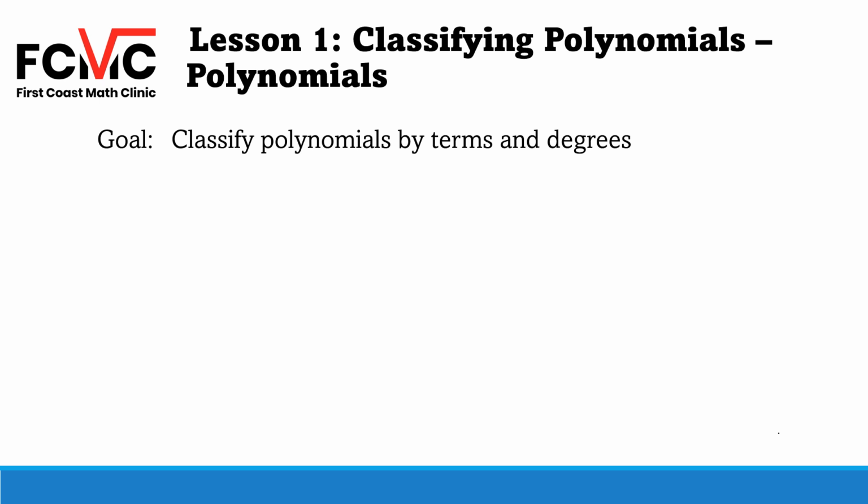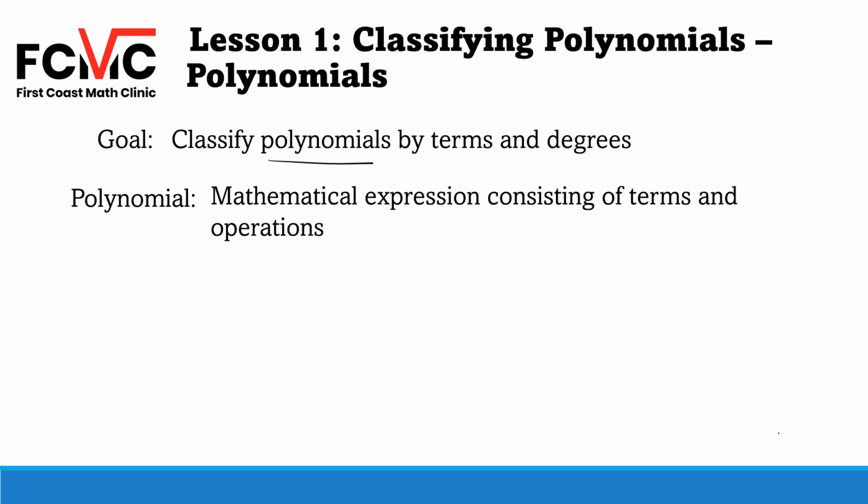And before we get into classifying, I want to actually define what a polynomial is. A polynomial is a mathematical expression consisting of terms and operations. So if we break up that word, polynomial basically literally means many terms. The poly means many and the nomial means terms.